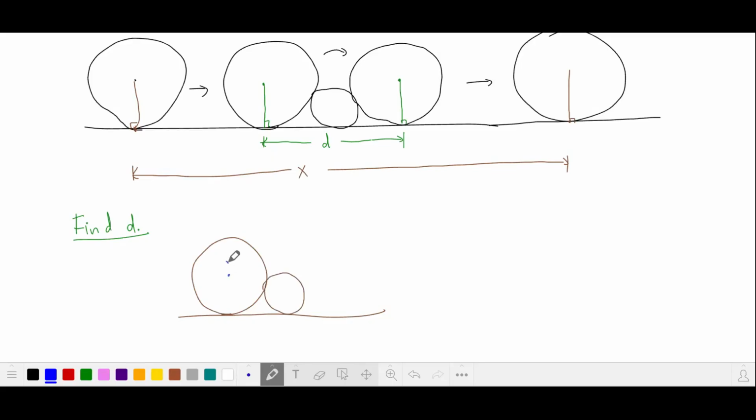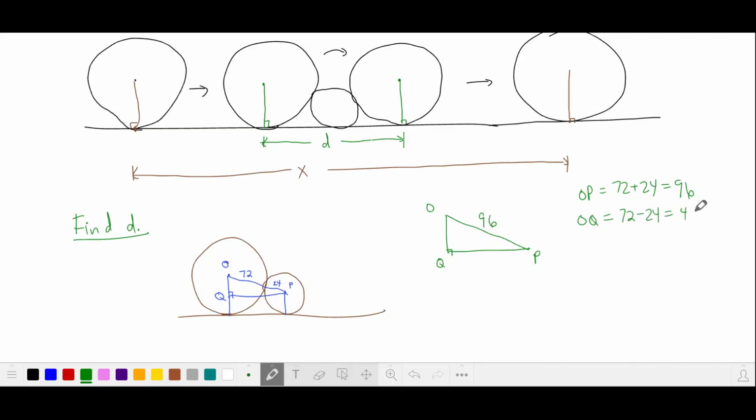Let's let this center be O and this one is P. We'll connect the centers of these two circles. The larger tube has a radius of 72 and the smaller is 24. I'm going to draw this perpendicular and we'll call this point Q. So we have right triangle OPQ. The hypotenuse is 96. We can find OQ by subtracting the two radii, so that's 48.